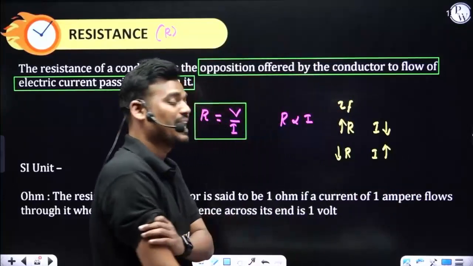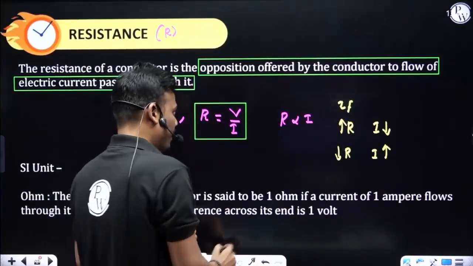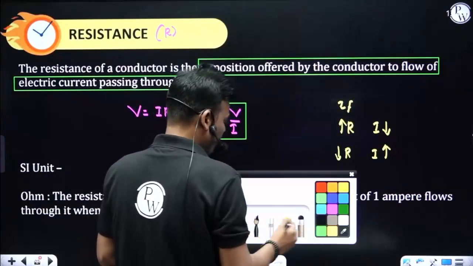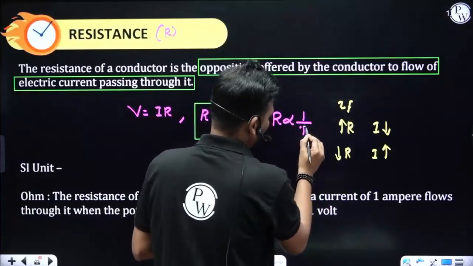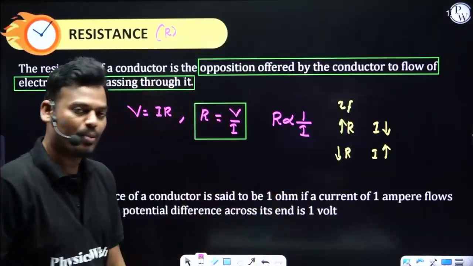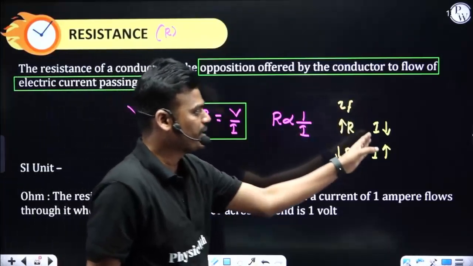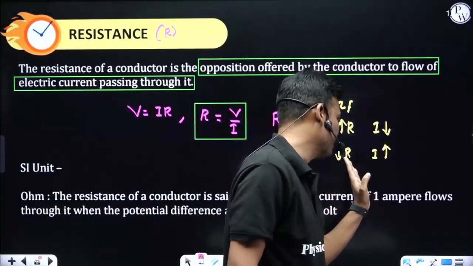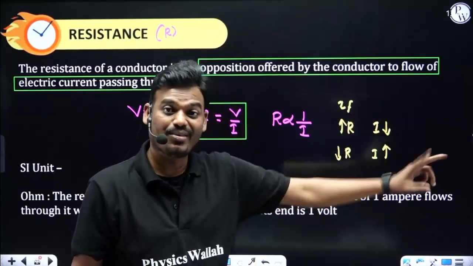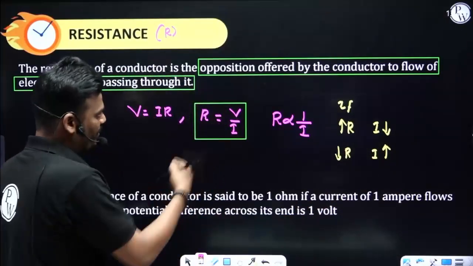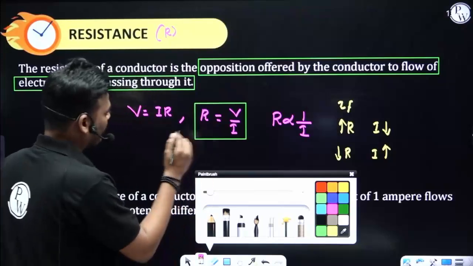Here I have written directly proportional, but it should be inversely proportional. So if the resistance of a conductor is more, current will be less. If the resistance of a conductor is less, current will be more. Inversely proportional.